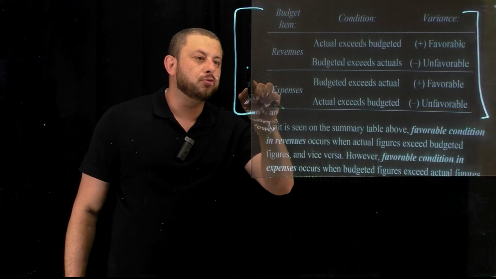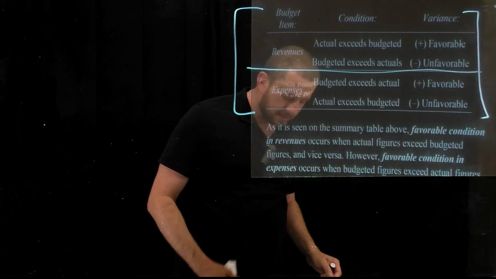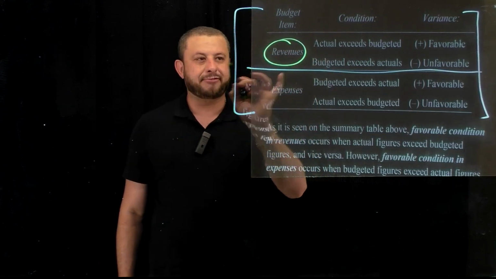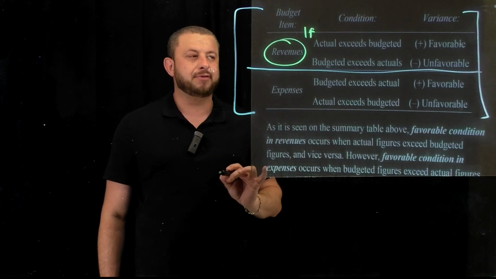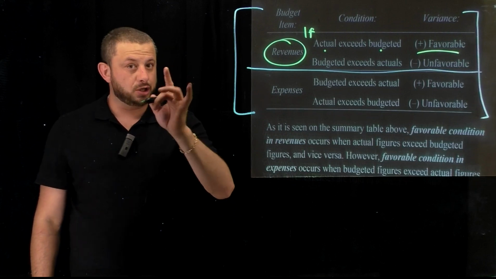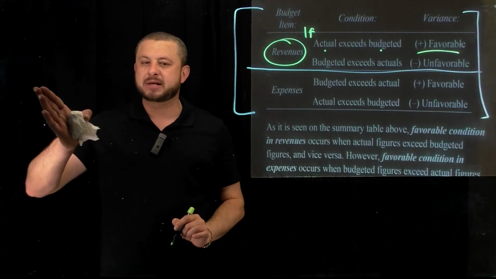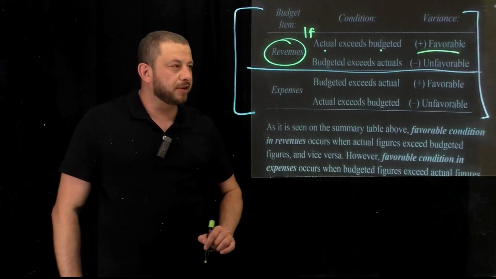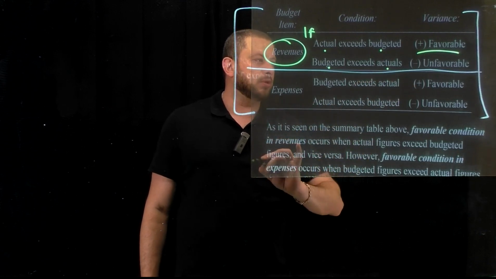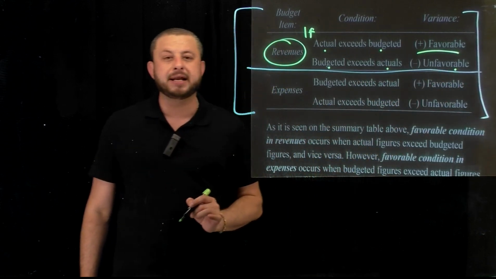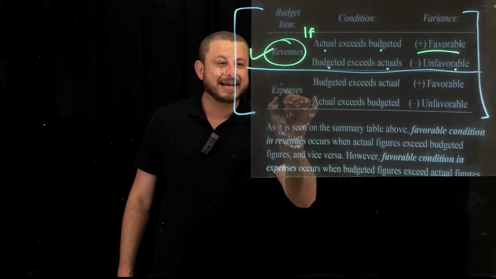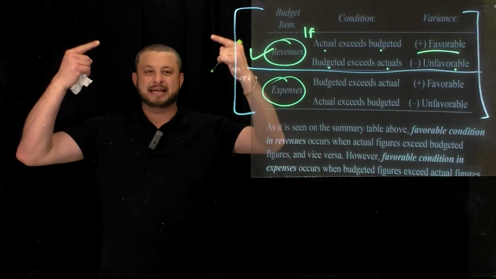Let me just draw a line over here because I'm going to talk about them separately. For revenues, if actual exceeds budget, it will produce favorable variance. That's what you want. Remember, for both expenses and revenues, you always want favorable variances. However, if budget exceeds the actual, it will create negative values, meaning it will produce unfavorable results. This is for revenues.